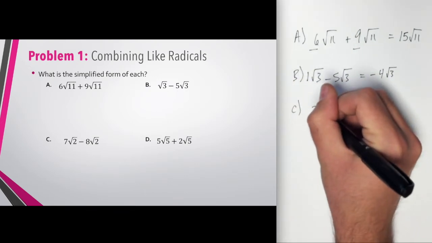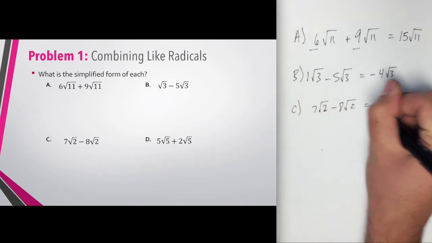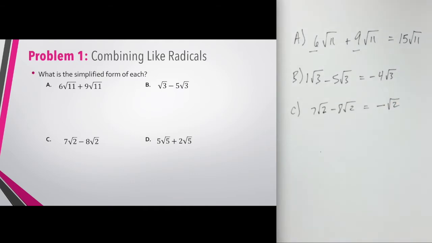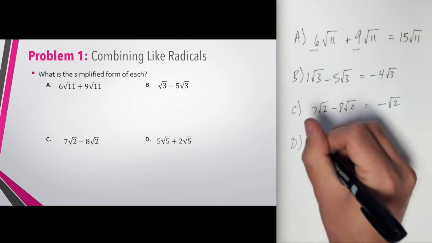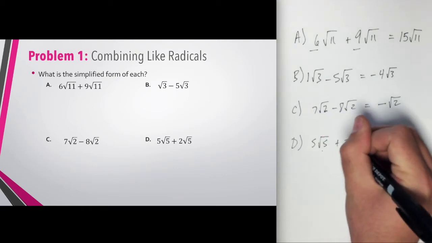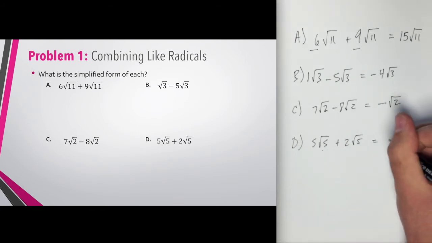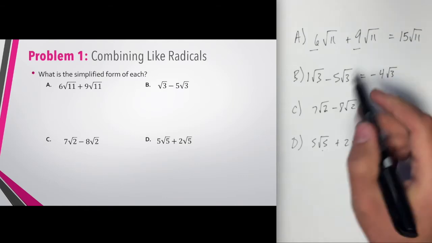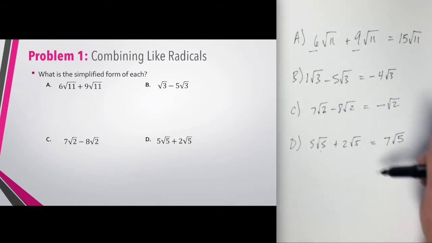C, 7 square roots of 2 minus 8 square roots of 2. 7 minus 8 would make negative 1 square root of 2, which would just be negative square root of 2. And D, 5 square roots of 5 plus 2 square roots of 5. These combine to make 7 square roots of 5. So again, like radicals, you can just add or subtract them depending on what the problem gives you.